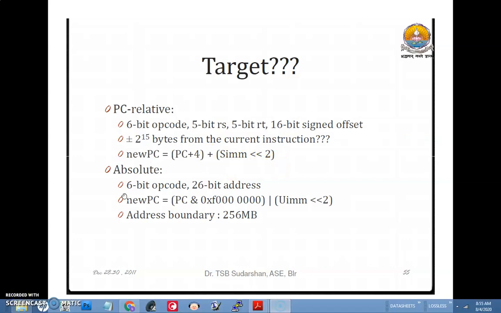So how do we convert the absolute address which is given as part of the jump instruction into a 32-bit address? That we will see in the next video. That is, the J-type instruction gives us 26 bits. So the question before us is, how are we going to convert that 26-bit absolute address into a 32-bit quantity which will replace the PC? That we will see in the next video.